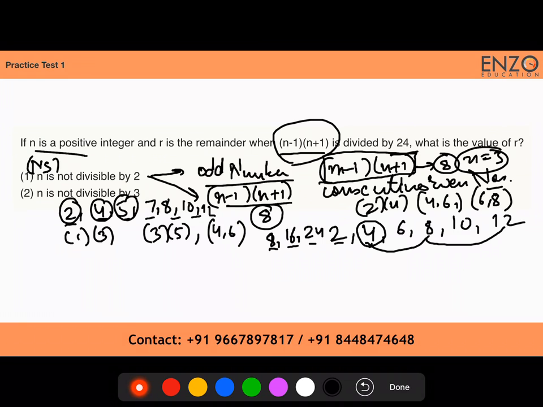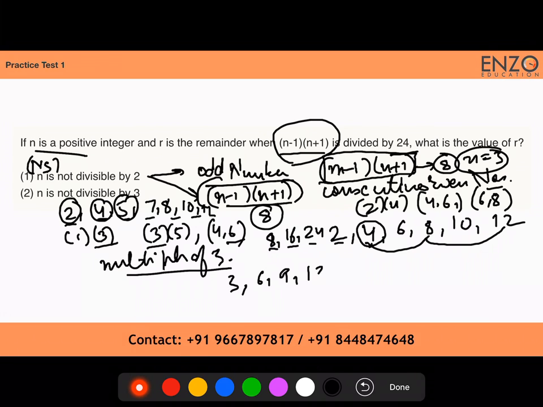Now, if you see carefully, one of these numbers is a multiple of 3 always. So, this whole term (n minus 1) into (n plus 1) will be a multiple of 3 always. So, multiples of 3 can be 3, can be 6, it can be 9, it can be 12, and so forth. And again, if we divide all these numbers by 24, we will get different remainders. So, again, second statement also is not sufficient.